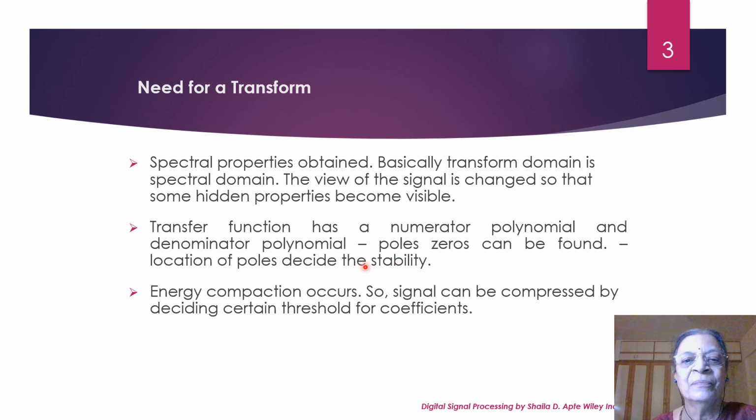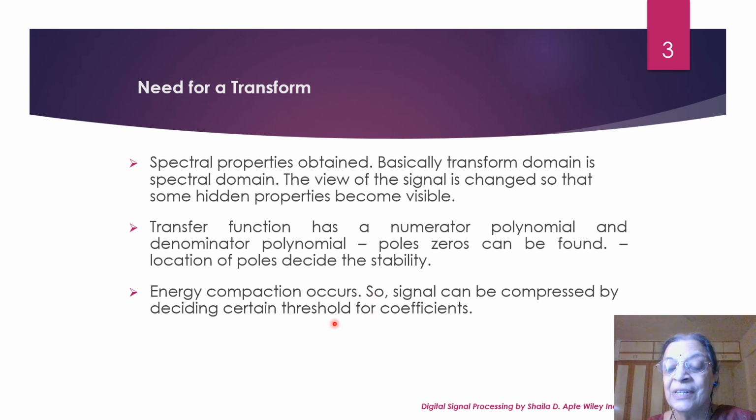The third reason why we take a transform is that in a transform domain, energy compaction occurs, means the energy of the signal gets concentrated in a small number of coefficients. So what we can do is discard the coefficients that go below a certain threshold, and then we can code the corresponding coefficients which are significant.